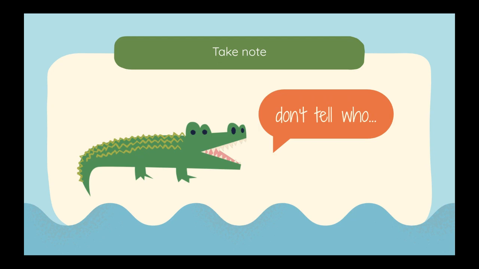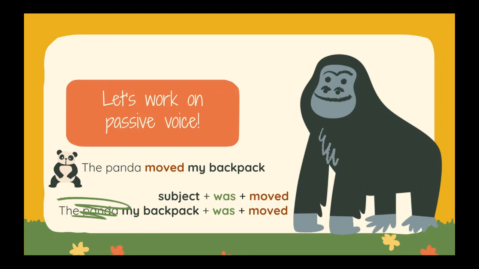But then we're going to remind them that our zoo friends do not like to be called on or to be pointed out. And we're going to try to express what happened without telling or without saying who did the action. So that's when they're going to exercise and come up with the passive voice.